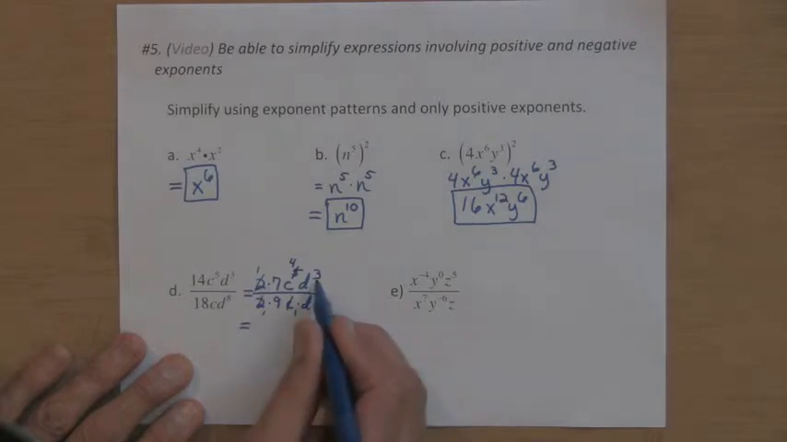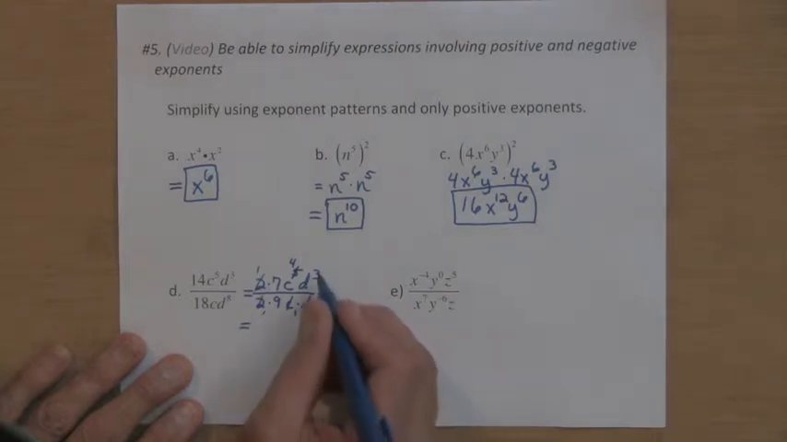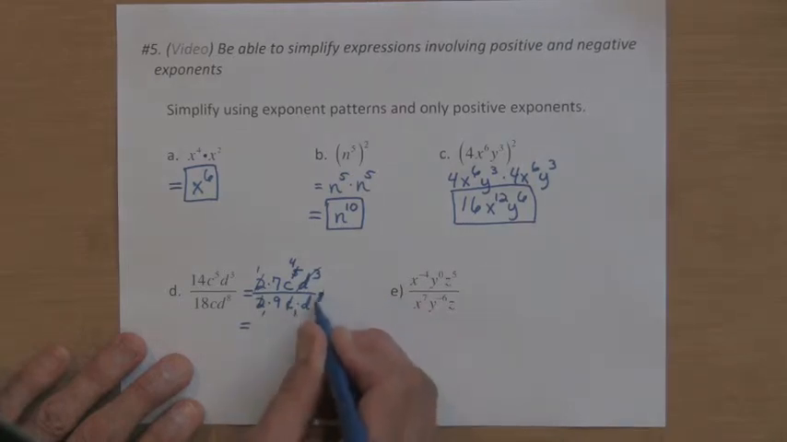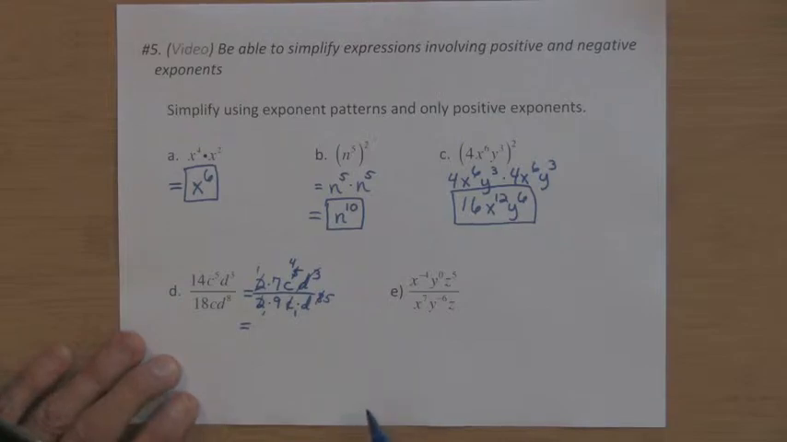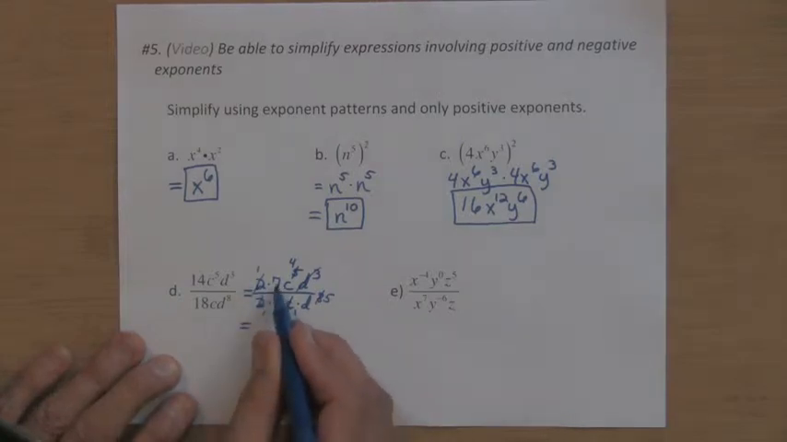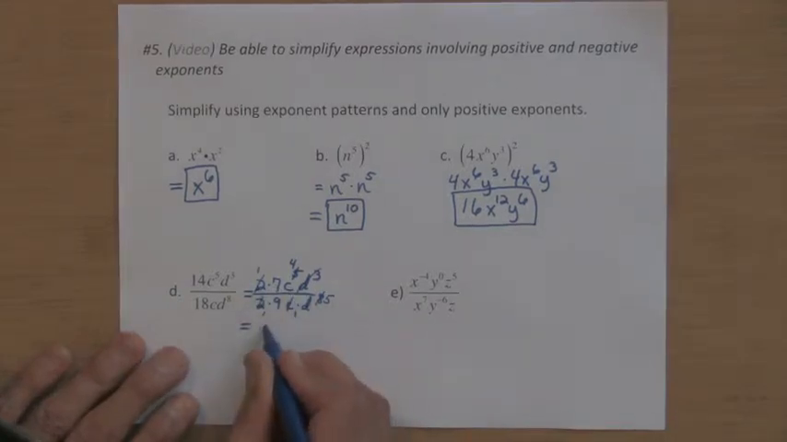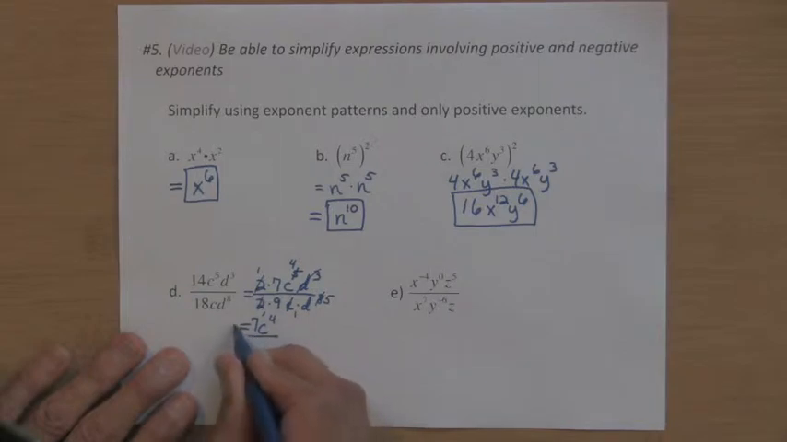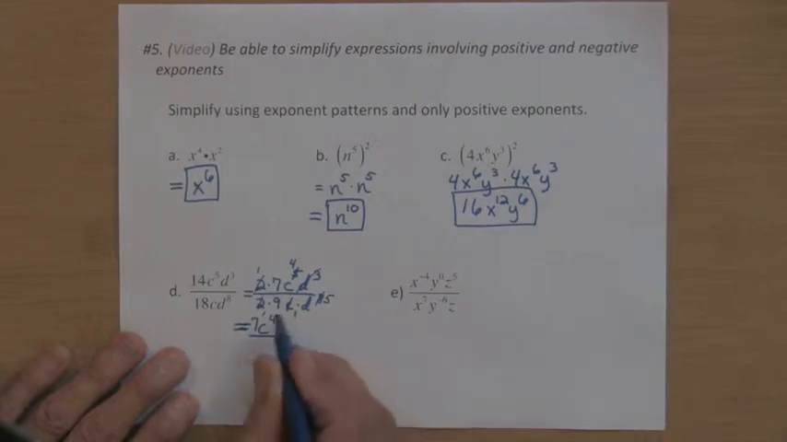Here I have 3 d's on top and 8 in the bottom. So if I take away 3 d's on the top, all of the d's cross out. And if I take away 3 of these d's, I have d to the 5th power left under the fraction bar. So what's left on top is a 1, a 7, and a c to the 4th power. So I have c to the 4th power, and don't forget that 7. And my denominator is going to be a 9 and a d to the 5th power.